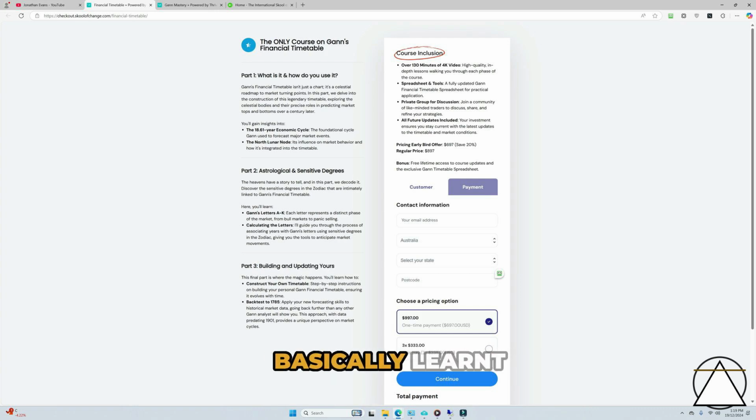So once you've basically learned about the cycle, learned how the North Node travels around it, learned what WD Gann's setup was, how to calculate your letters into the future, you're then going to be able to construct your own timetable, okay? So this is going to mean that you're going to be able to backtest and also future test your version of your timetable and optimize it for future use.